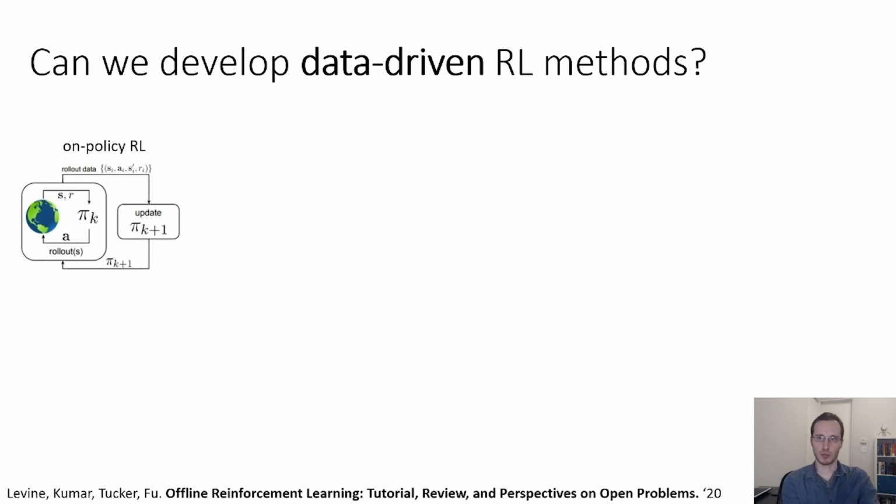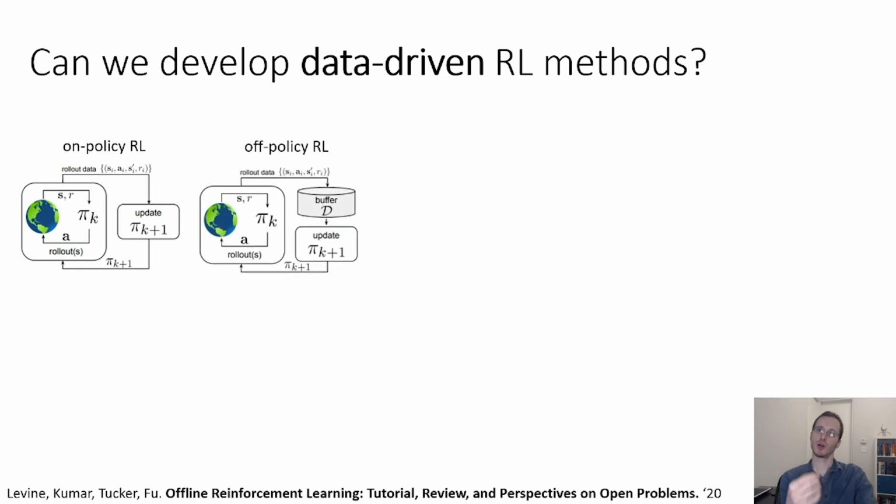Conventional, classic on-policy reinforcement learning operates in a setting where you have a policy that interacts with the environment to collect some amount of data, from one transition to multiple rollouts, uses that data to update the policy, and then collects new data. The term off-policy reinforcement learning is typically used to refer to algorithms that can utilize data collected by other policies.